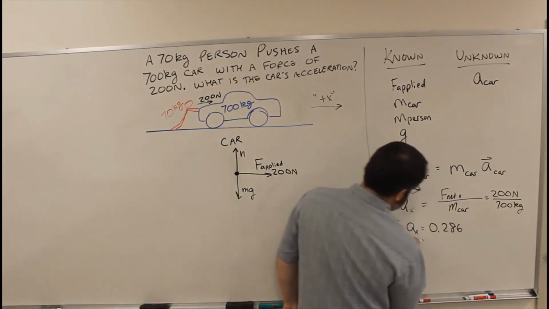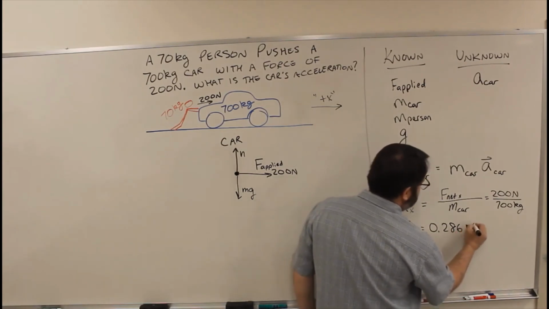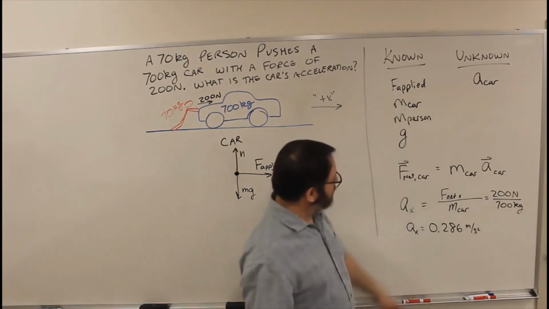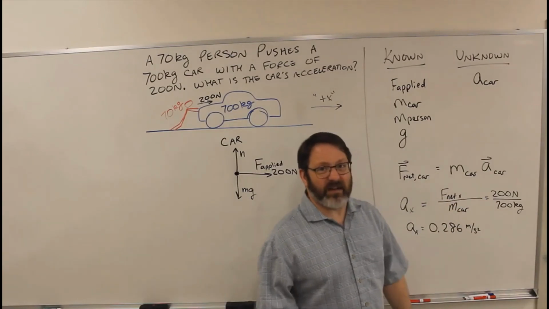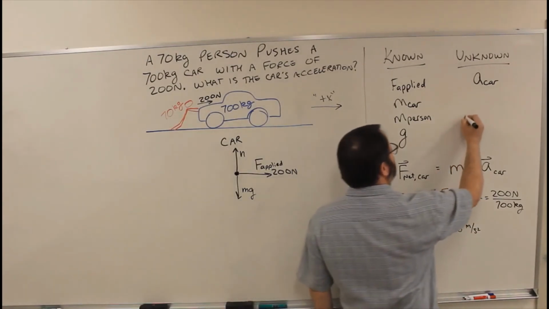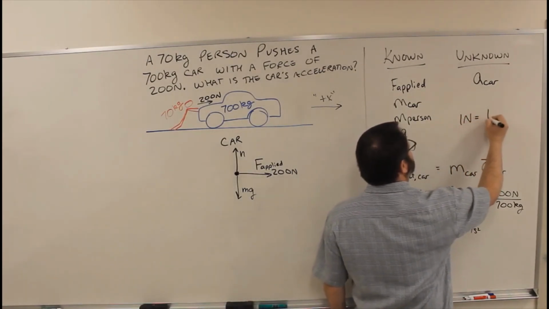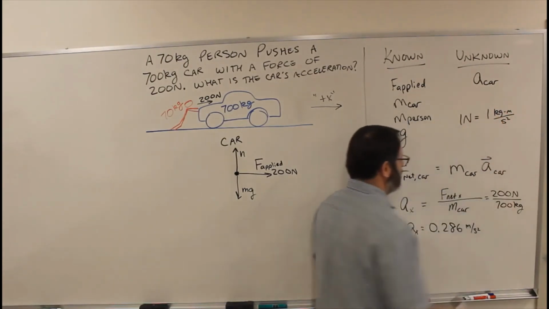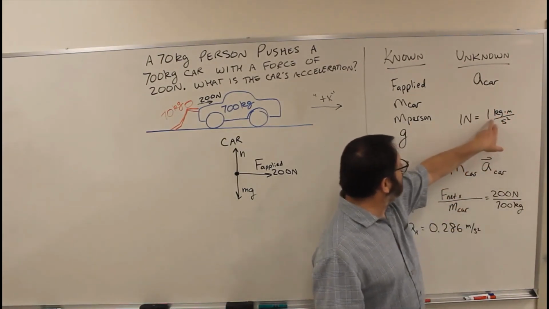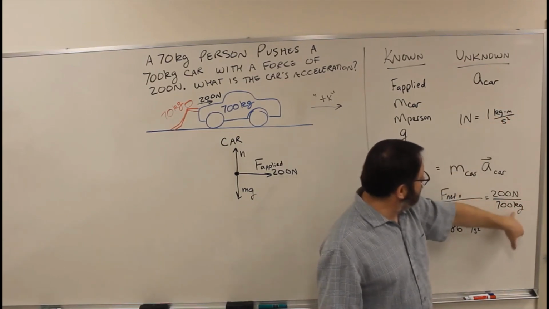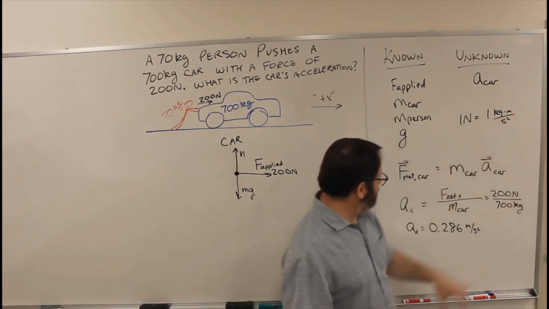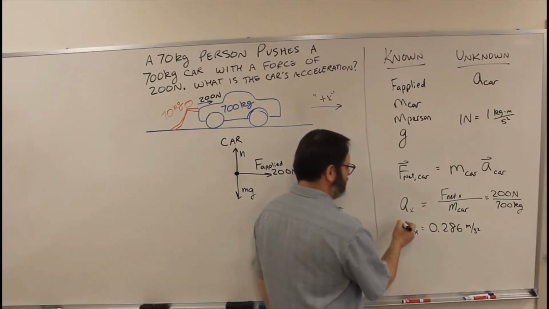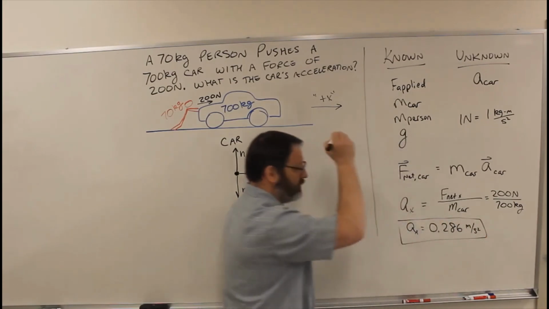0.286. Its acceleration, it should be meters per second squared. It's actually newtons per kilogram. So 1 newton is 1 kilogram meter per second squared. So a kilogram meter per second squared divided by a kilogram is a meter per second squared. So there we go, we solved it.